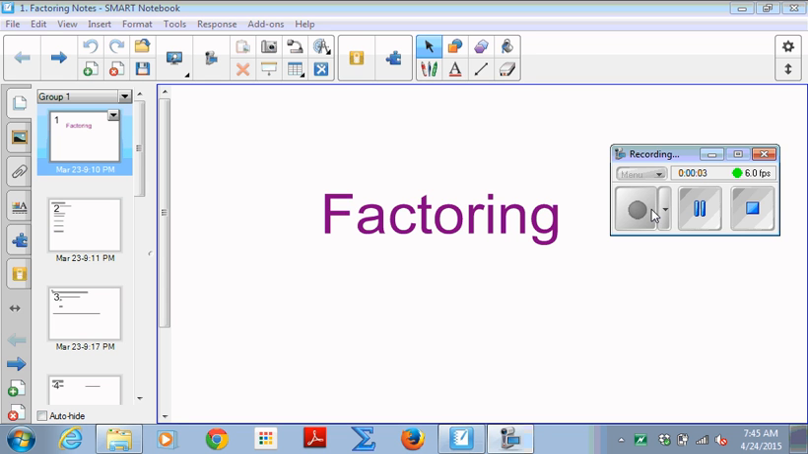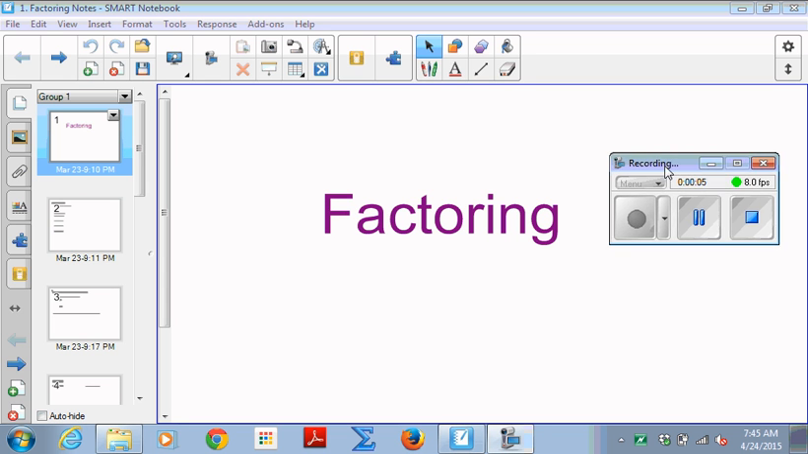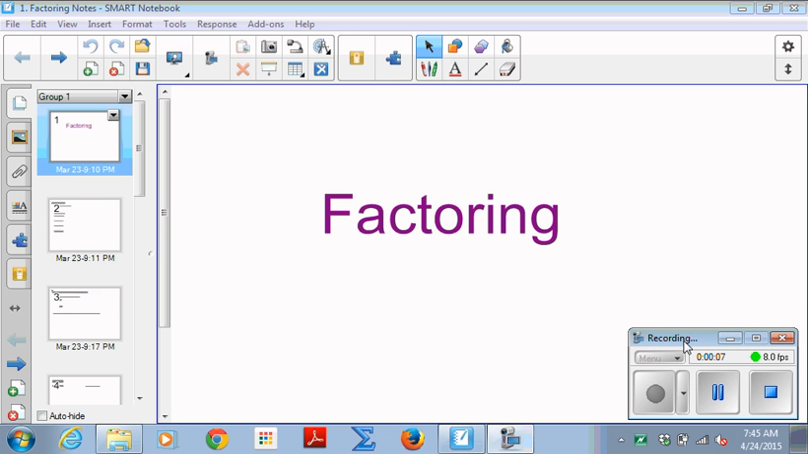Today your lesson is over factoring. So we're going to start with some basic numbers, finding greatest common factor of just numbers or constants, and then moving up into polynomials with variables and exponents.